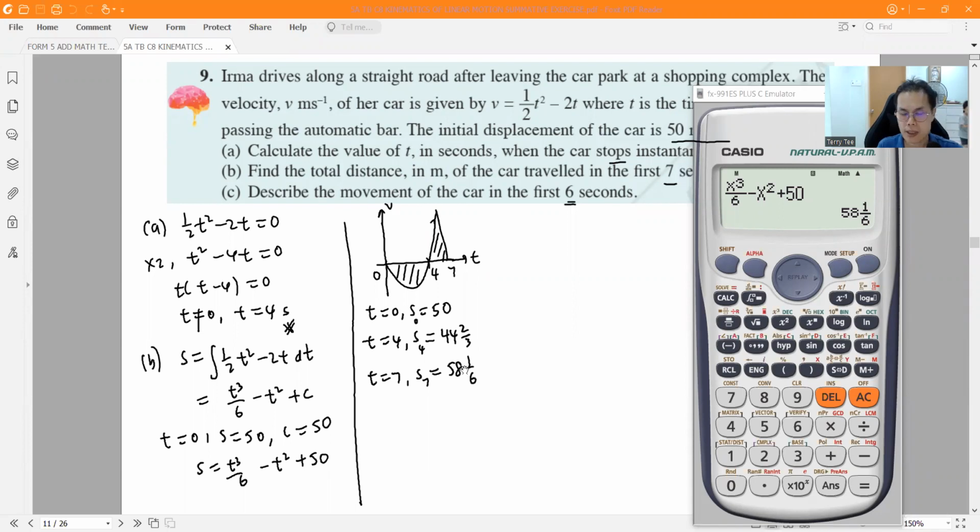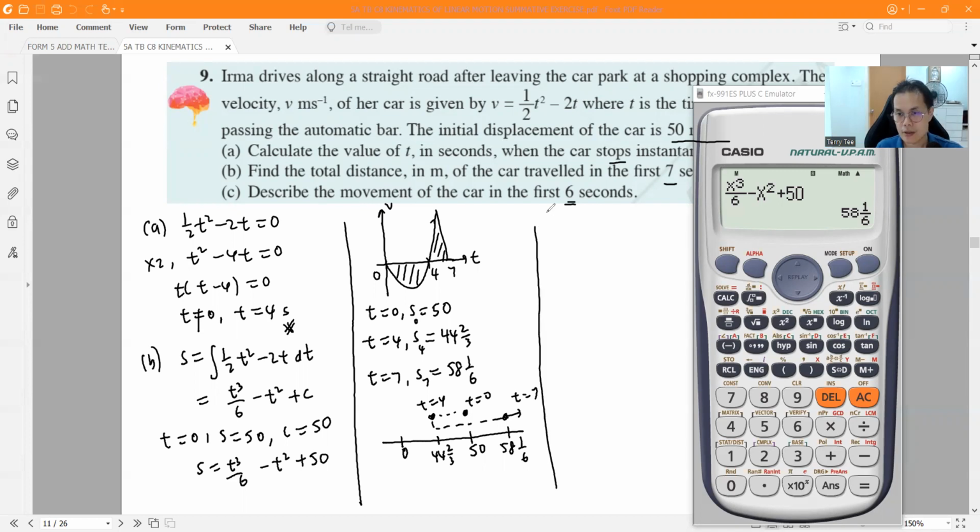Now you can see that the car actually moved backwards first, then it moved forward, right? Maybe I do a sketch for you here. It goes from 50, the initial, backwards to 44 2/3. When t is 0 it is here, when t is 4 it is over here, then it makes a U-turn and starts to go forward. When t equals 7, it is at 58 1/6. So this is easier for us to see and understand.